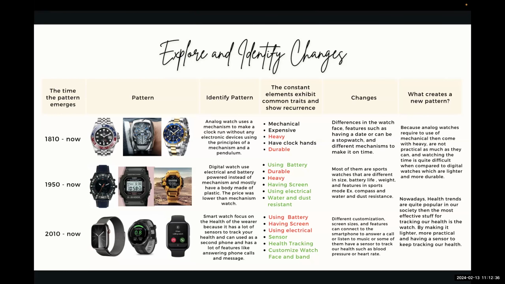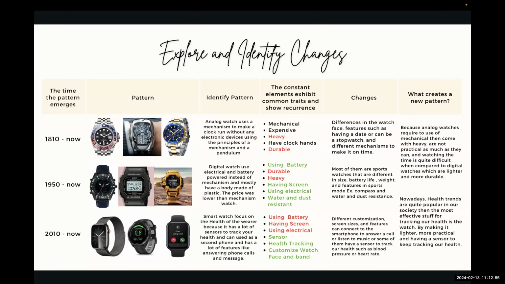The third one is the smartwatch. They focus on the health of the wearer because they have a lot of sensors to track your health, and you can use it as a second phone. You can reply to messages, or you can listen to music or control the music with your watch. So it has a lot of features.